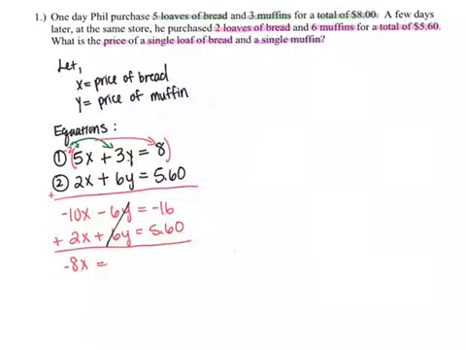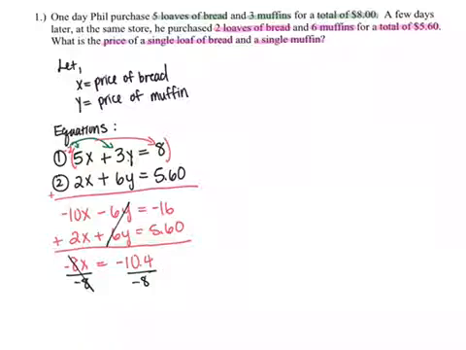Bring down my equal sign. And then negative 16 plus 5.6. So make sure you grab a calculator if you need to. I'm going to pause. Okay, so when I take negative 16 plus 5.6, that gives me negative 10.4. From here, it looks like we have a negative 8 next to our x, so we need to divide by negative 8 on both sides.